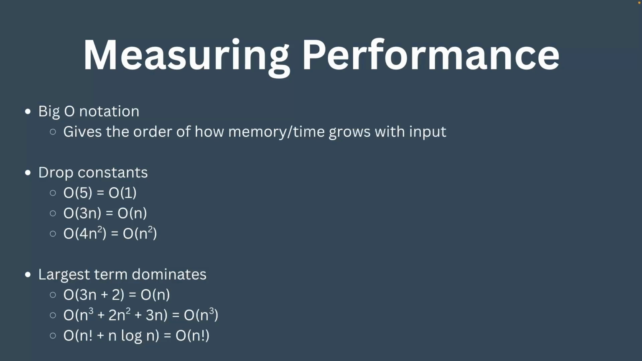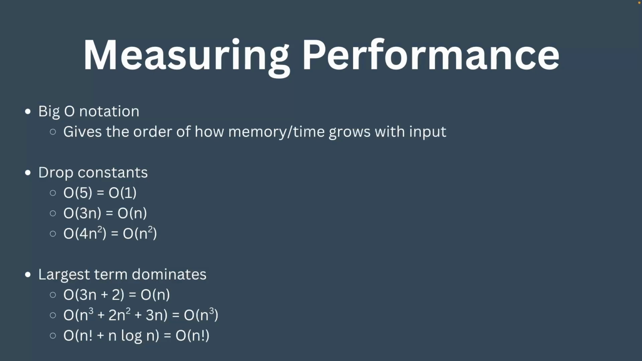We don't care about a specific value, just how it grows. This also means it's the largest term that dominates. So here's a few cases where we've got 3n plus 2. Because we drop all constants, and because linear is bigger than constant, it just ends up being overall linear, because that constant term isn't going to make a difference with how it grows in the long term.